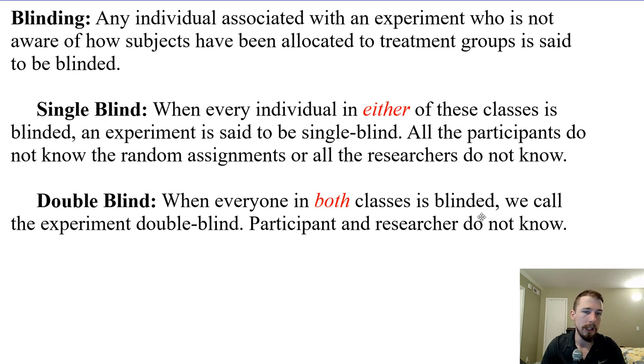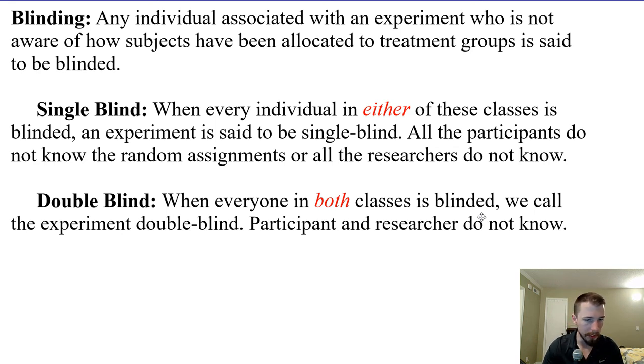All right, blinding. An individual associated with an experiment who's not aware of how the subjects have been allocated to the treatment groups is said to be blinded. You can do single blind when only the participants don't know, or the person who gave it to them didn't know. Well, I'll read it to you. When every individual in either of these classes is blinded, an experiment is said to be single blinded. All the participants do not know the random assignment, or all the researchers do not know. So two different ways to do it.